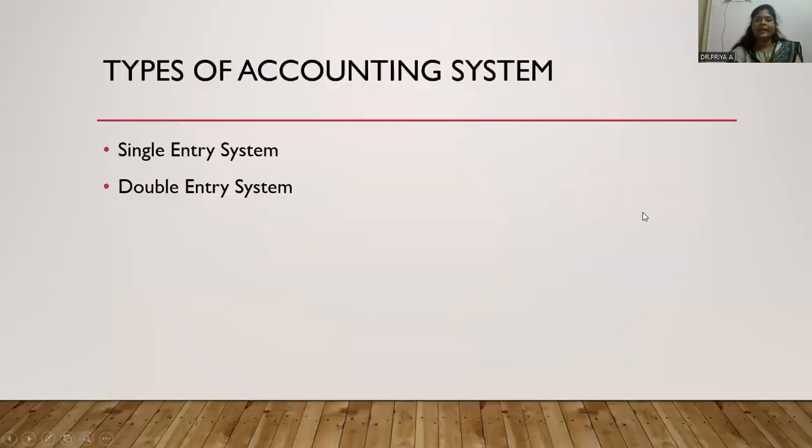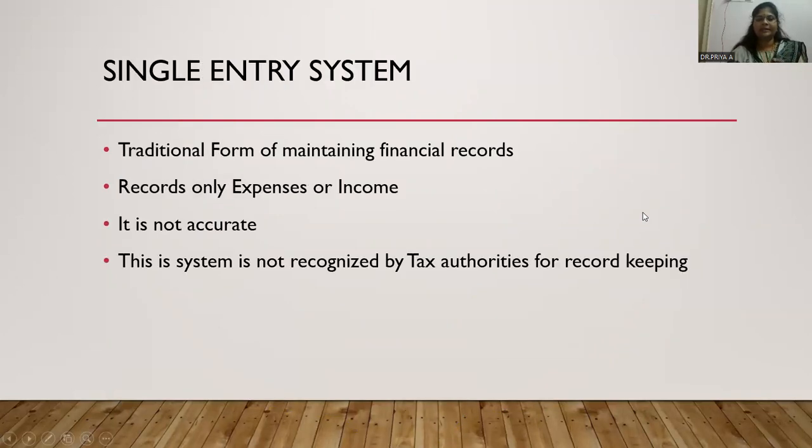Next one is types of accounting systems. We have two types. One is the single entry system and another one is the double entry system. The single entry system is the traditional form of maintaining financial records. It records only either expenses or income. So that is why it is not accurate. The tax authorities will not accept or recognize this system of single entry accounting.